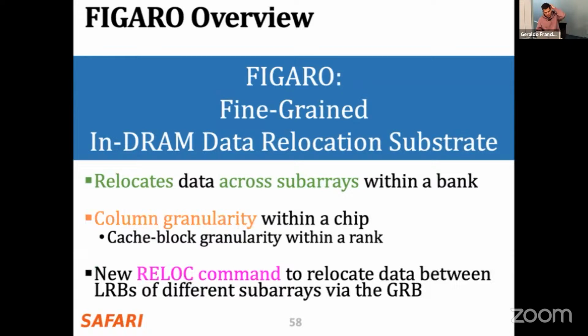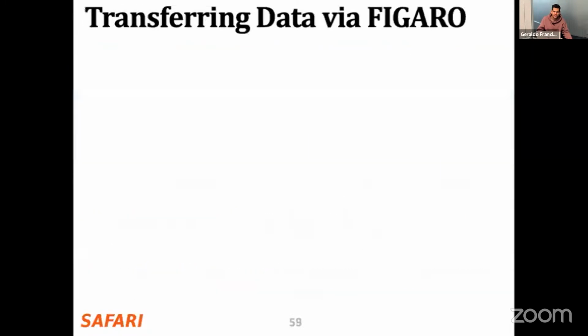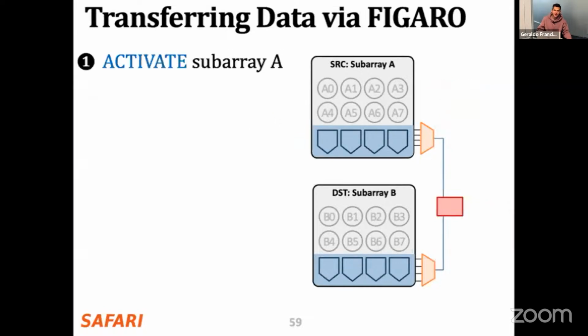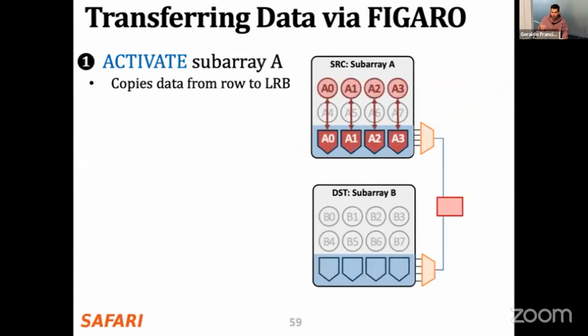So to do that, we implement a new DRAM command called reloc, which transfers data from one DRAM subarray to another DRAM subarray via the global row buffer. So how does it work? Here we have one DRAM subarray, another DRAM subarray, the local row buffer, the column decoder, and the global row buffer. First we activate the row in subarray A, which copies the data to the local row buffer.